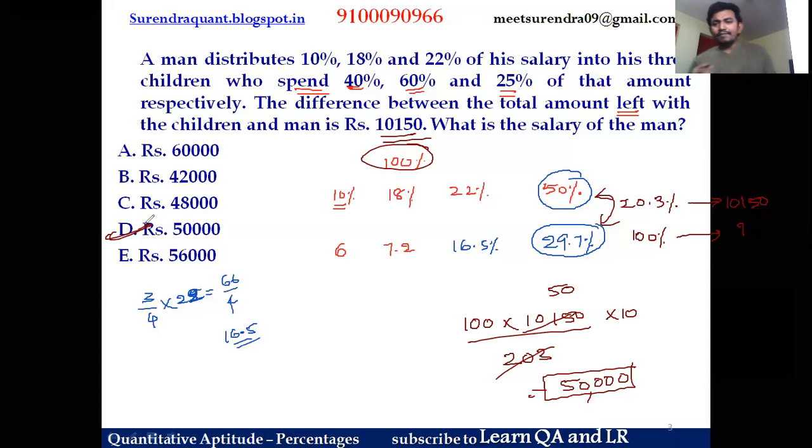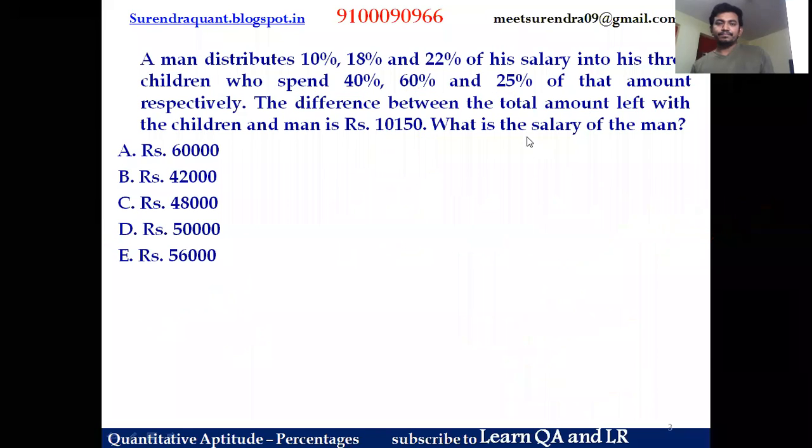So guys, you can have very small tricks. Different kinds of tricks will come into picture slowly. In this question, there is no trick. This is the way to solve, right? So basically, we have taken the salary as 100%. 10, 18, 22 is the money given to the children, out of which spendings or expenditure is done. So balance the savings. We got 29.7. Difference is 20.3%. That is 10,150. 100% is what? So we're done in 4 steps maximum. Let us go for the second question.